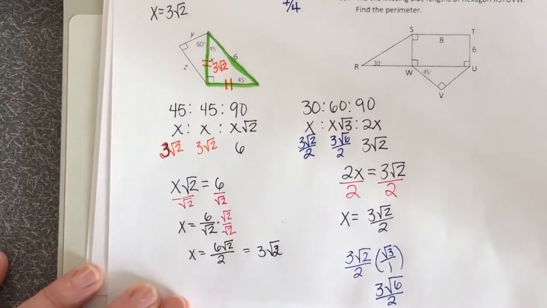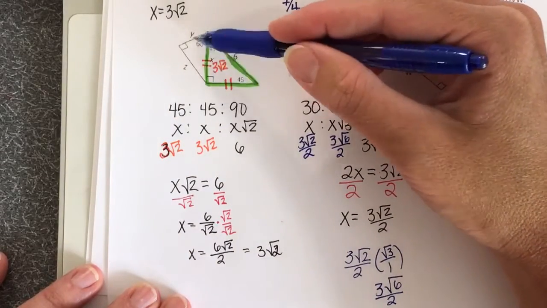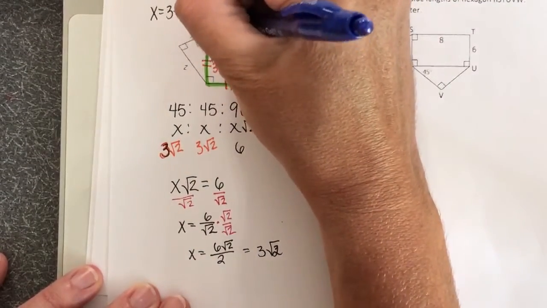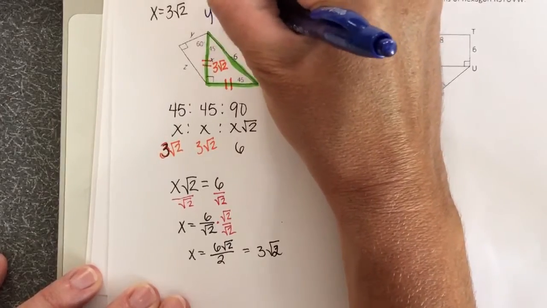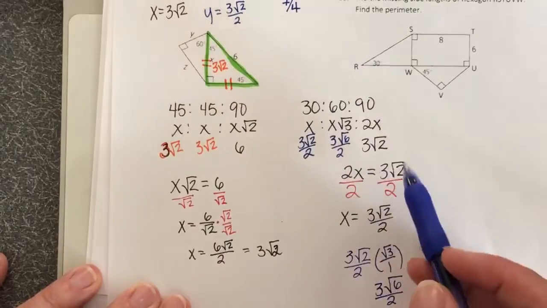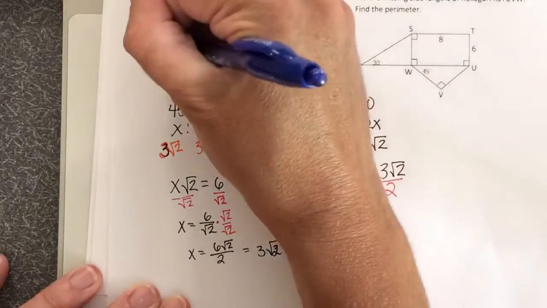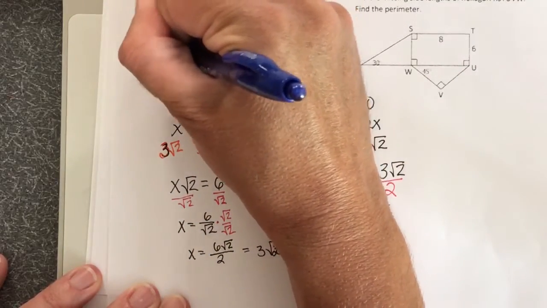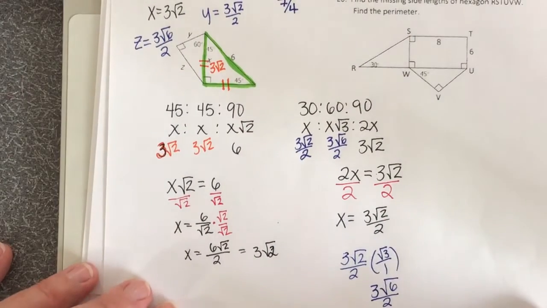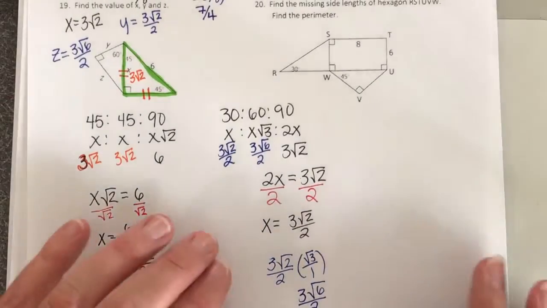And so now let's figure out what goes where. So opposite of the 30 is the y, and y is now 3 times the square root of 2 over 2. Opposite of the 60 was the z, and that's going to be 3 times the square root of 6 over 2. All right, a lot of work. We got one more to go.